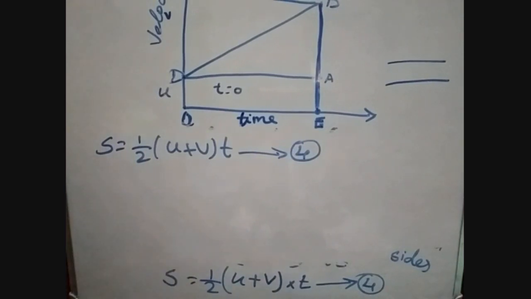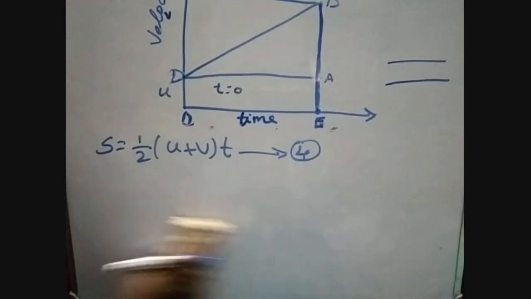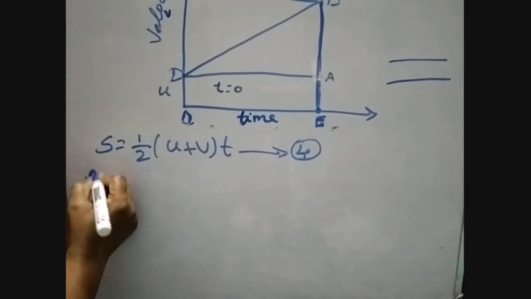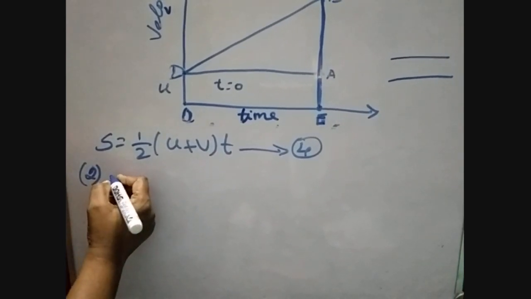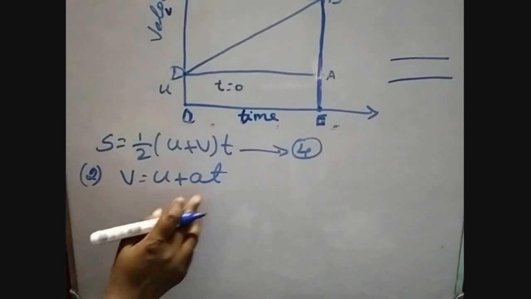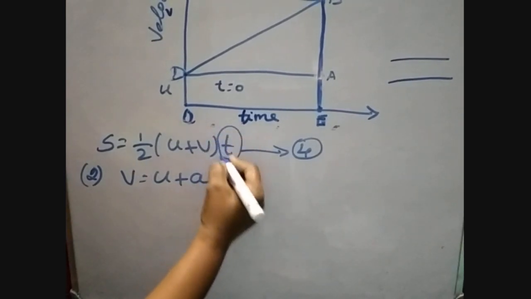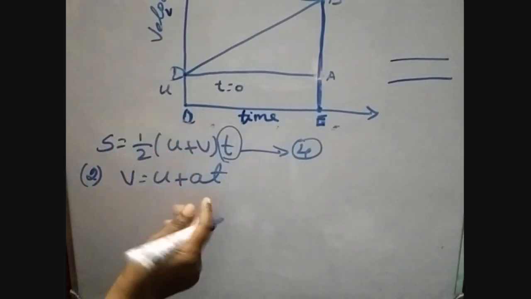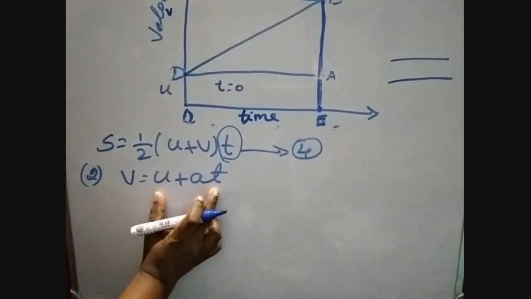Now take equation number 2. What's equation number 2? That is the first equation of motion, V equal to U plus AT. This one we already derived. From this, find out the value of T and substitute in this equation. How will we find out the value of T from this equation?